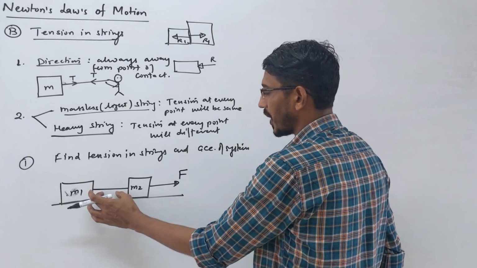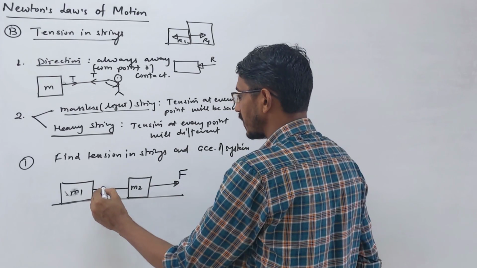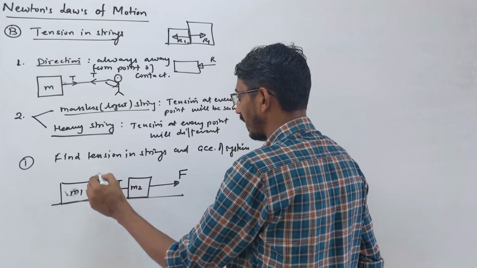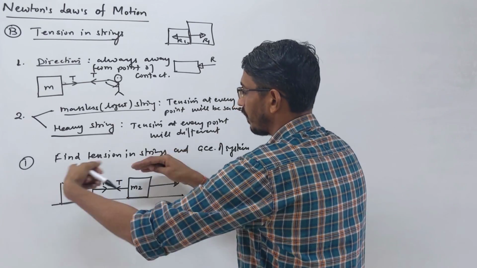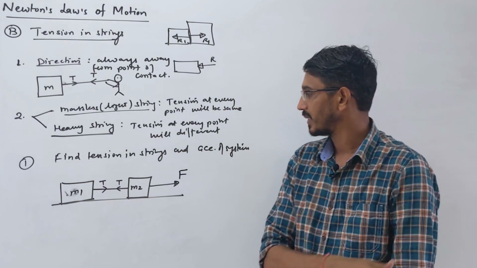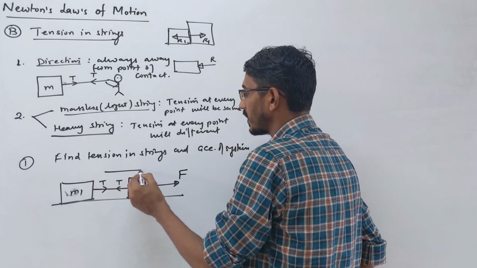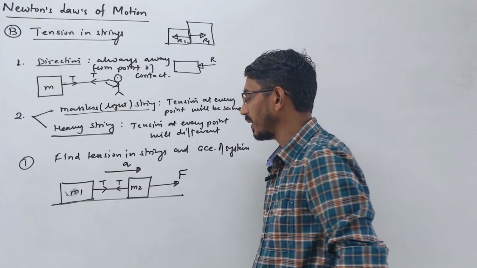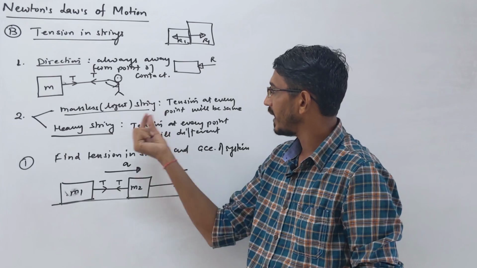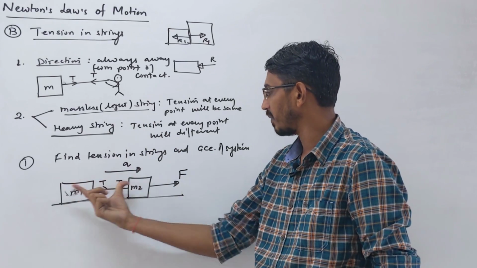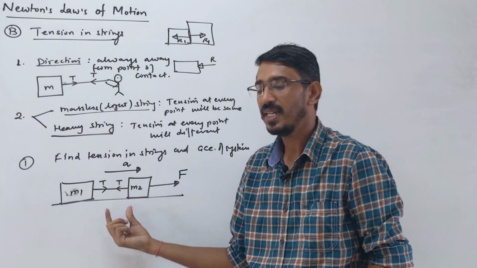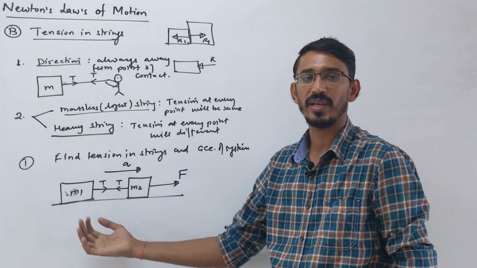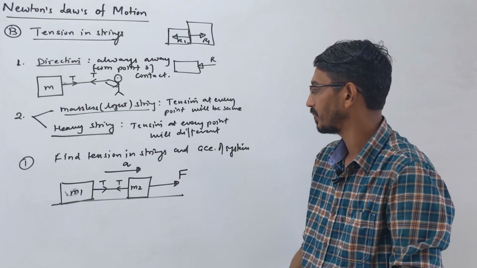Now there's only one string here, so they are asking what is the tension in this string. Let's call it T, acting away from the point of contact always. And these are moving in this direction with some acceleration A. Because I said this is an inextensible string, if it is connected to two masses, then everybody should have the same acceleration, everybody moves at the same acceleration, right?